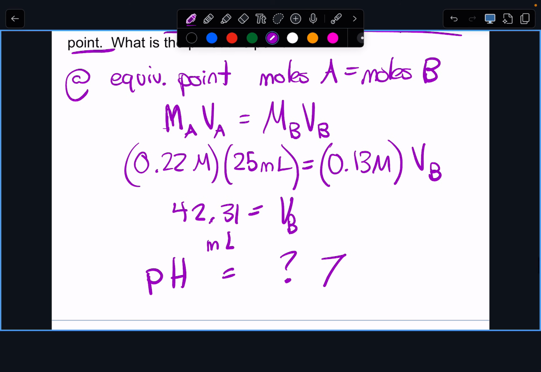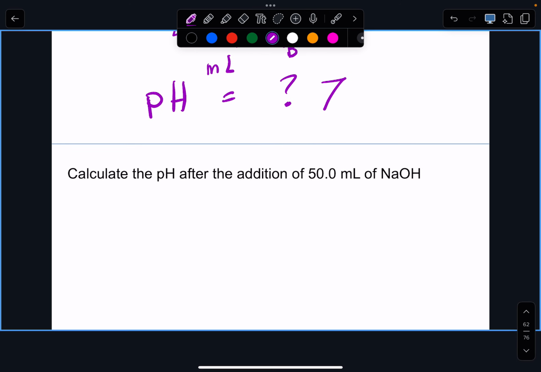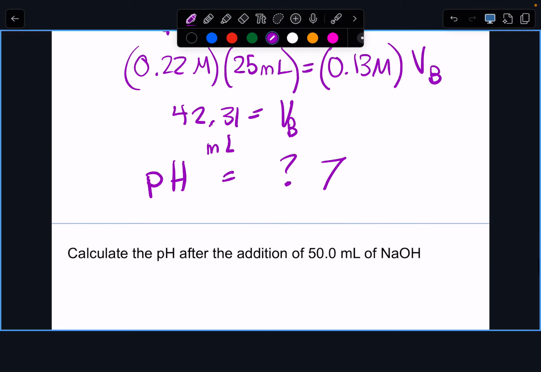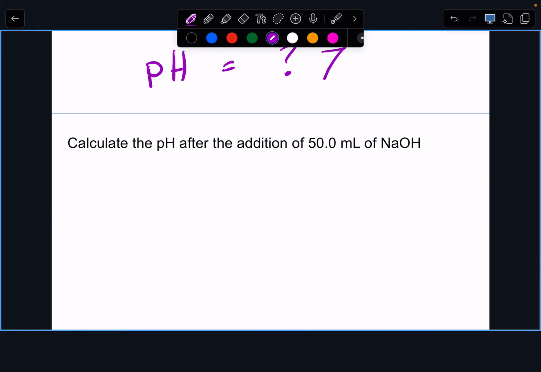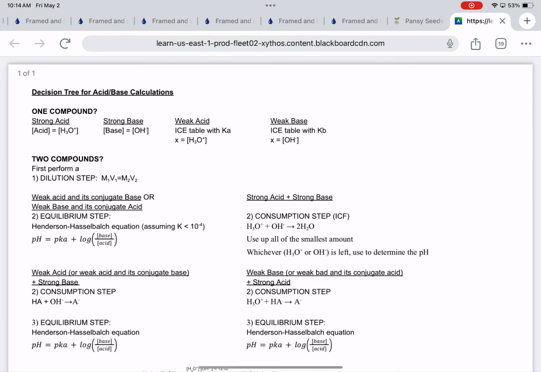Okay, using those same molarities, calculate the pH after the addition of 50 mils of NaOH. So we just said 42 is the equal point. So we are now past the equal point. Doesn't actually matter. We still approach it the exact same way. We've got 2 chemicals, strong acid, strong base. We're going to do a dilution step. We're going to do a consumption step.